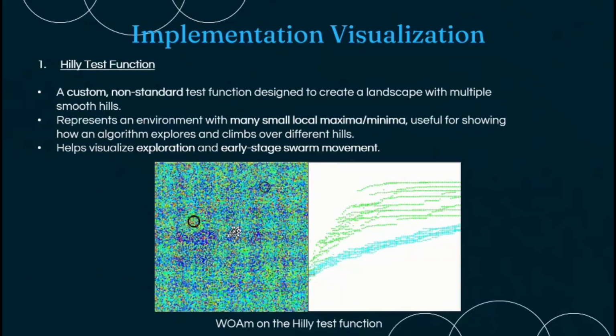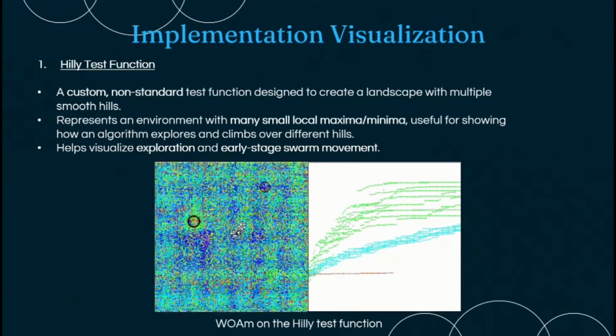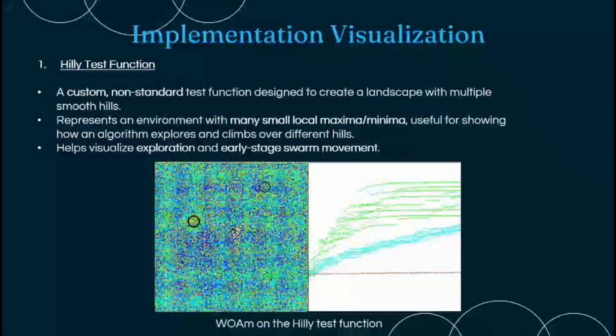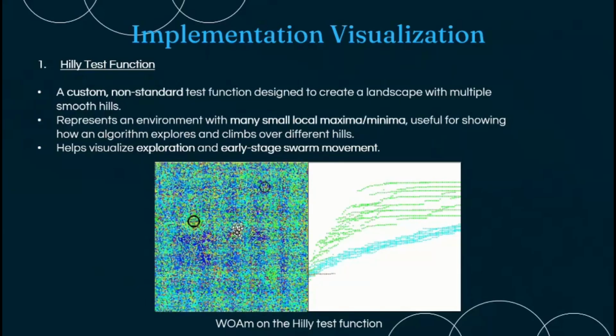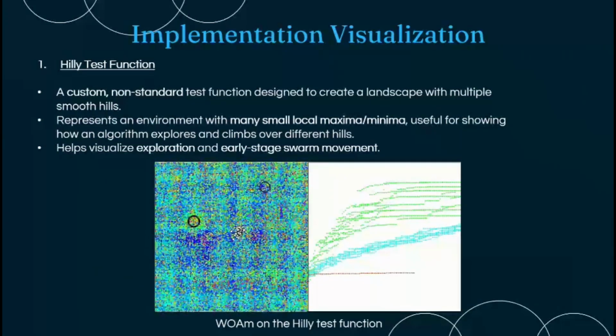First we see what is the Hilly test function. It is a custom function that creates a landscape full of smooth hills. It contains multiple small local maxima and minima, and it's used to observe how the algorithm performs in the early exploration stage.